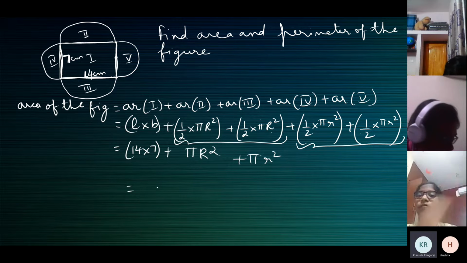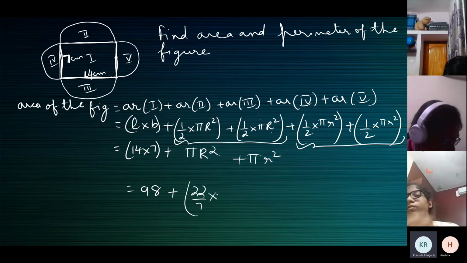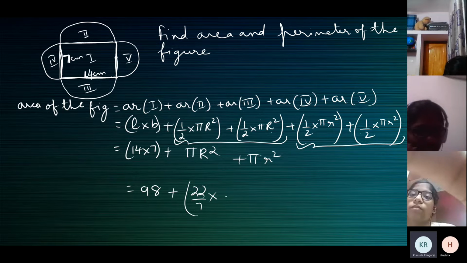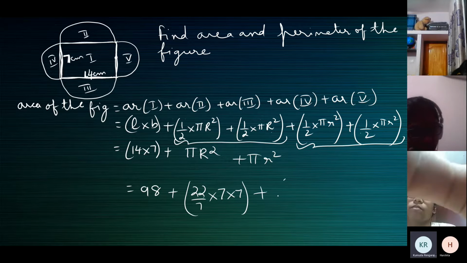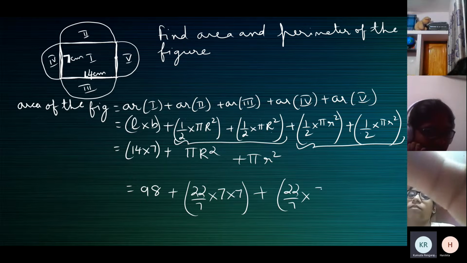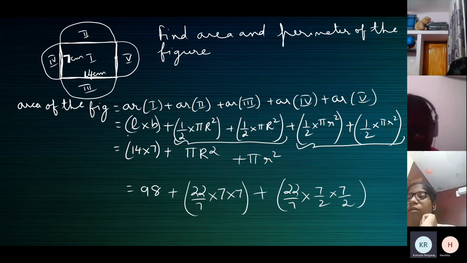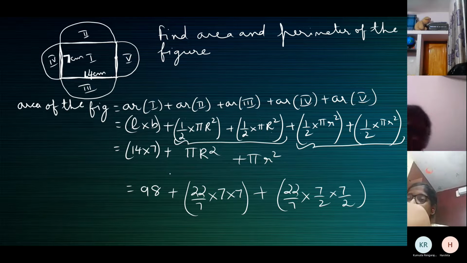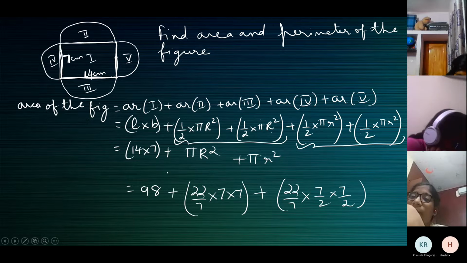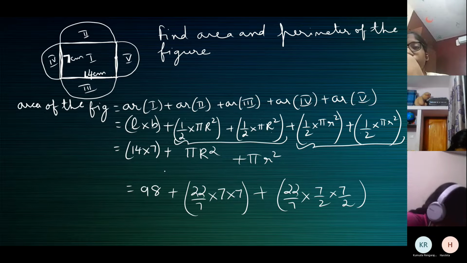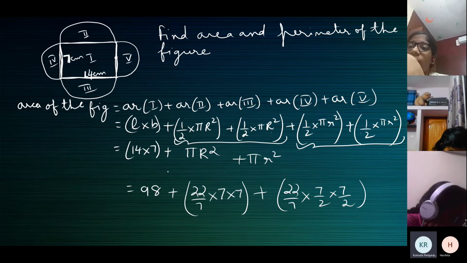So 14 into 7, 98, plus 22 by 7 into R. R is 14 by 2, 7. So 7 into 7 plus 22 by 7 into 7 by 2 into 7 by 2. Because for the other two semicircles, the diameter is 7, so radius will be 7 by 2. I took it as 35 by 10, Mom, or 3.5. If you simplify 35 by 10, you will get 7 by 2 only.